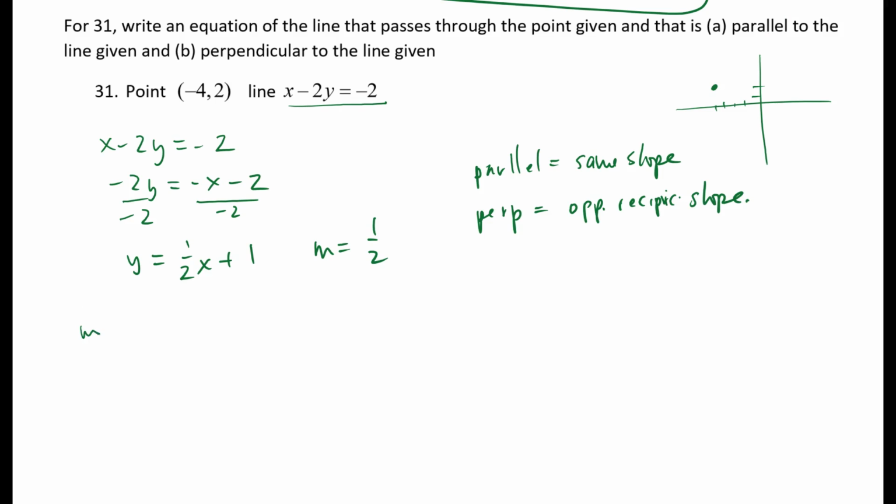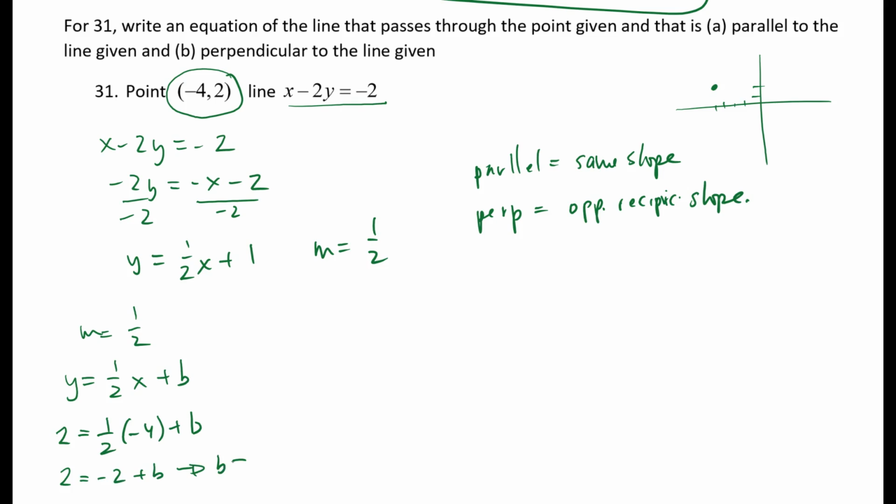So for parallel, we know that m will be 1/2. So that line is going to be y equals 1/2 x plus b. We don't know its y-intercept. We're going to use that same approach we just used in 30 and 31, put that point in there. So the y value of that point is 2. The x value of that point is -4. Now we can solve for b. 2 equals -2 plus b. b equals 4. So the line that's parallel is going to be y equals 1/2 x plus 4.